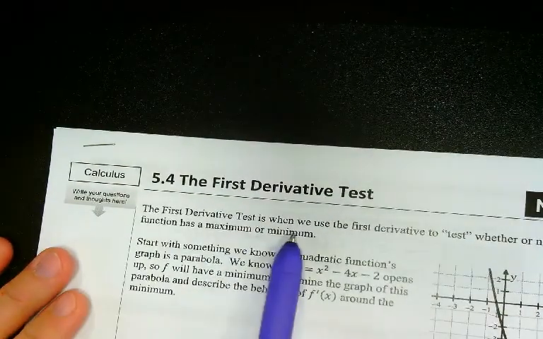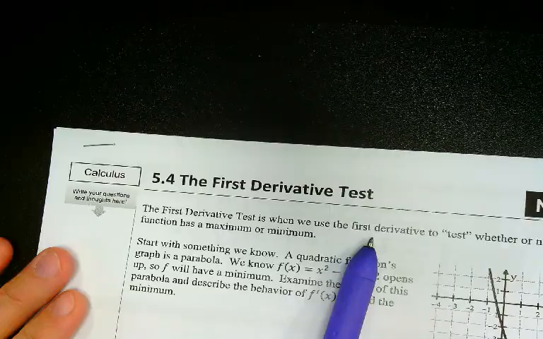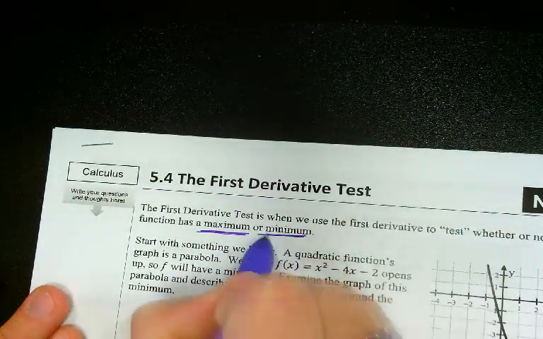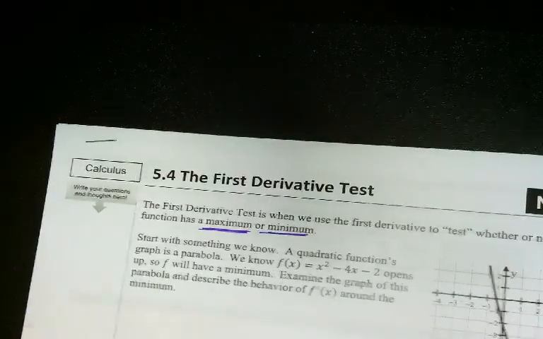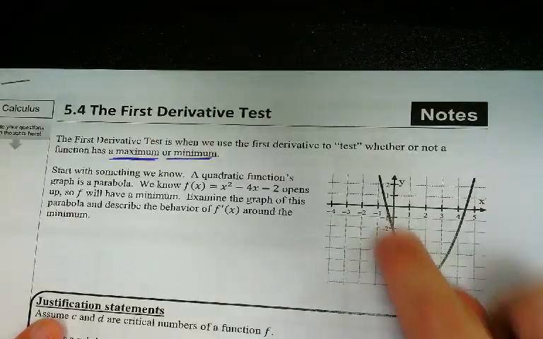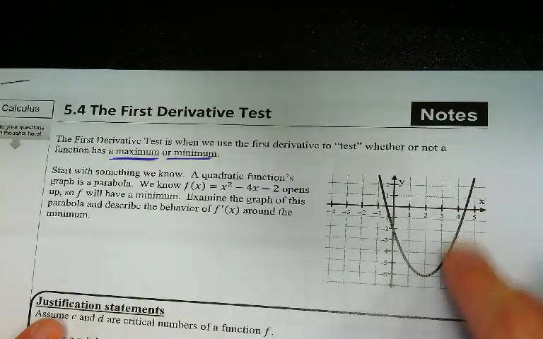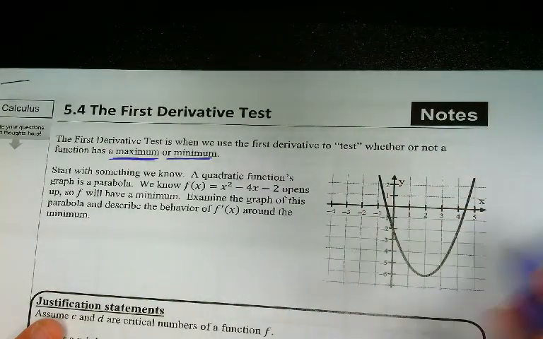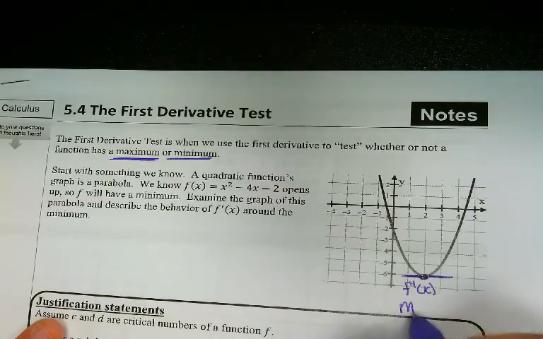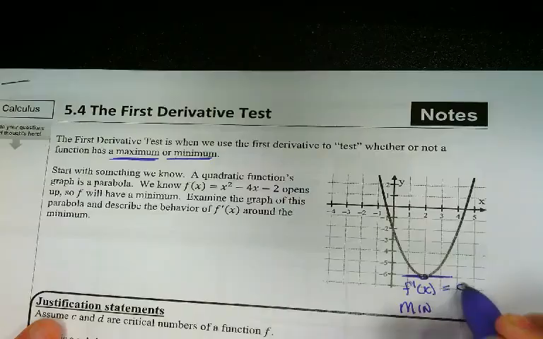So the first derivative test is used to test whether or not the function has a maximum or a minimum. Okay. So if we start by looking at this quadratic equation here, is it obvious to you what it has? It has a minimum, right? And right where that minimum is, what would you say the slope is? 0. Good. So right where the min is, the slope is equal to 0.